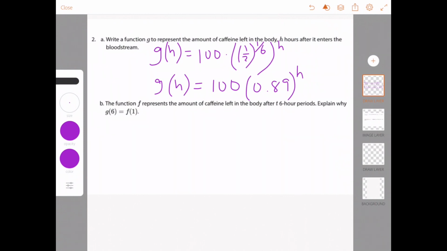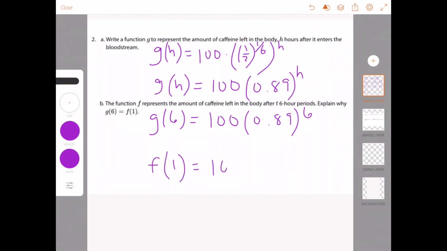And the second question is asking us to explain why g of 6 is equal to f of 1, right? Which is because in these two different equations, so we'll put g of 6 equals 100 times 0.89 to the power of 6, f of 1 equals 100 times 1/2 to the power of 1. These are both talking about 6-hour periods.